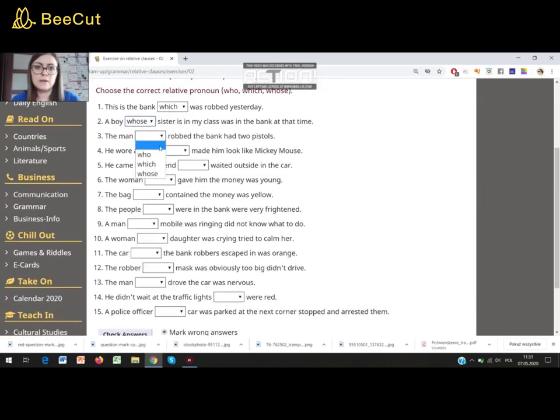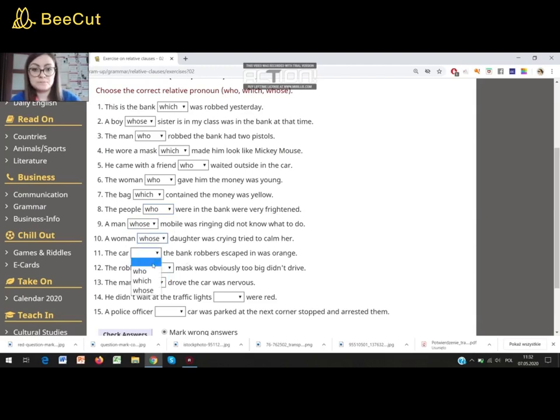The man who robbed the bank had 2 pistols. He wore a mask, which made him look like Mickey Mouse. He came with a friend who waited outside in the car. The woman who gave him the money was young. The bag, which contained the money, was yellow. The people who were in the bank were very frightened. A man whose mobile was ringing did not know what to do. A woman whose daughter was crying tried to calm her.